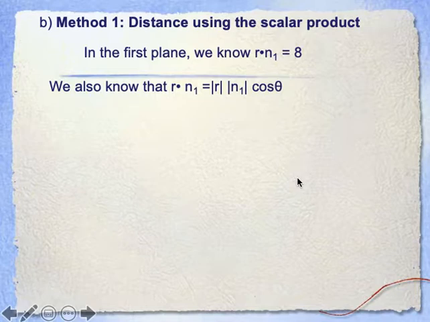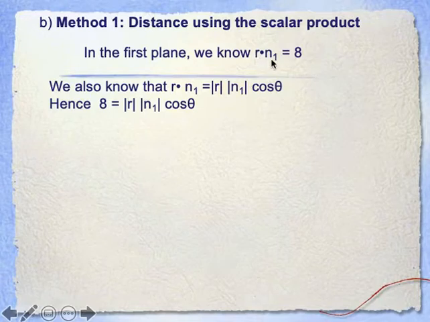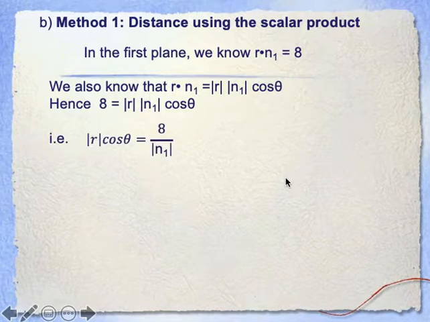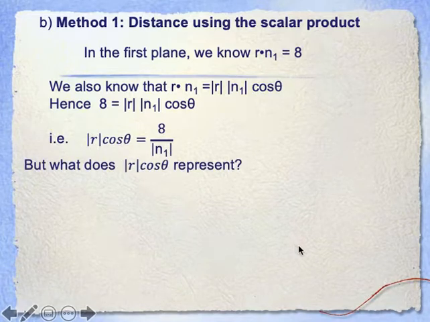And if we do a little bit of rearranging, we get 8, because obviously r dot n1 equals 8, so make sure you agree with that. So all I've done is put 8 in place of there. So we know 8 equals the magnitude of r, magnitude of n1 cos theta. So again, we can do some rearranging. And what we can do now, because we actually know the magnitude of n1, that's just the vector that we've been given, we want to actually look at, well, what does this magnitude of r cos theta represent?